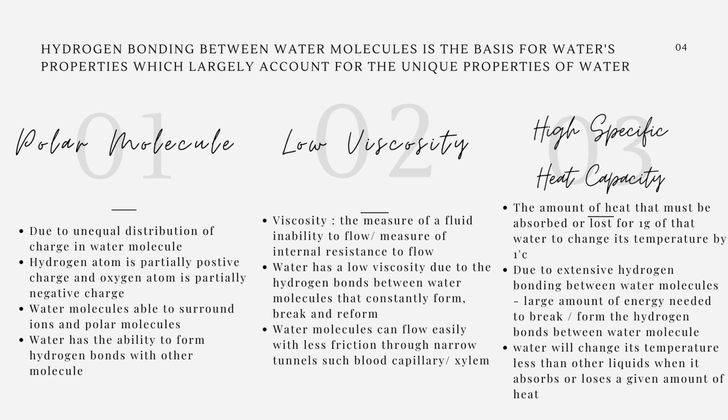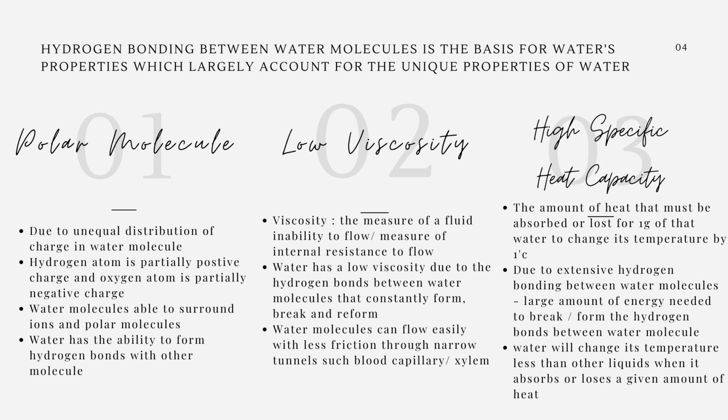Secondly, is the low viscosity. Viscosity is the measure of a fluid's inability to flow, or the measure of internal resistance to flow. The less viscous the fluid, the easier it can flow or move. Water has a low viscosity due to the hydrogen bonds between water molecules that constantly form, break, and reform. Water molecules can flow easily with less friction through narrow tunnels such as blood capillaries or xylem.